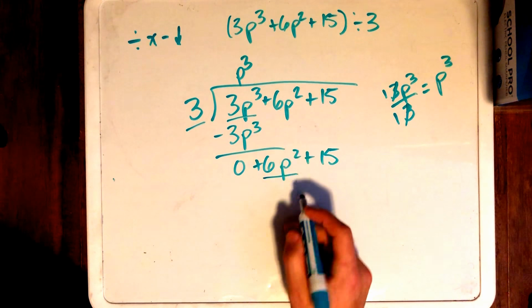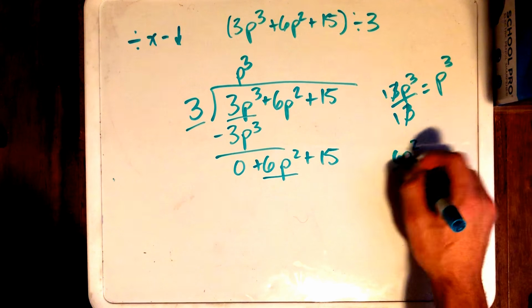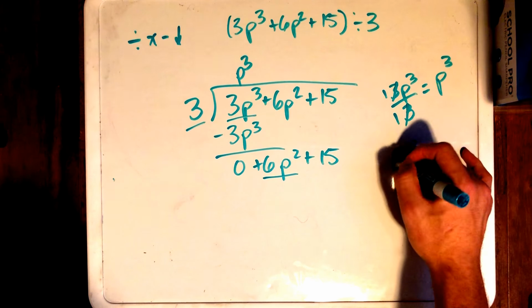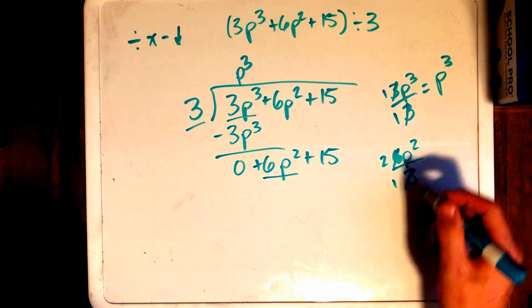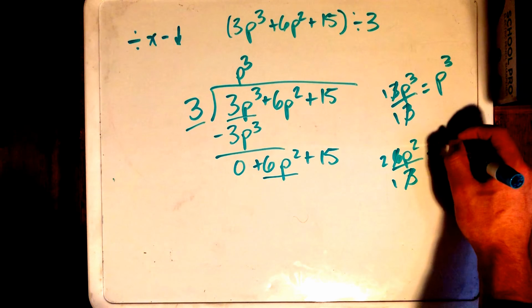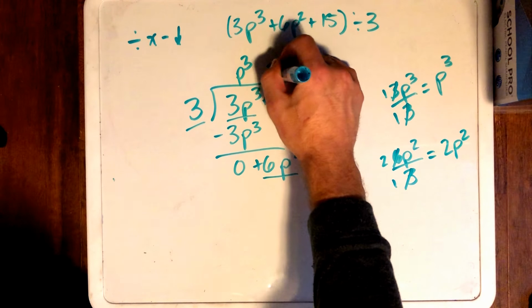So we're going to do our 6p squared divided by 3 this time. I'll come over here, 6p squared divided by 3. We know that our 6 divided by 3, we know that that's 2. We can cross these guys out and do 2 over 1, right? Because we know that 2 over 1 is the same as 2. And that leaves us with 2p squared over 1, or just 2p squared. So now we want to put that on top as part of our answer.